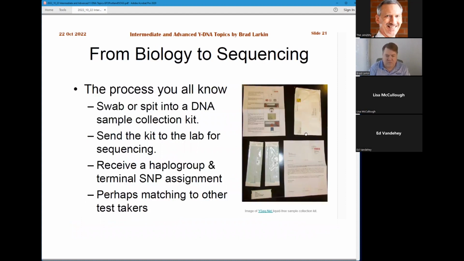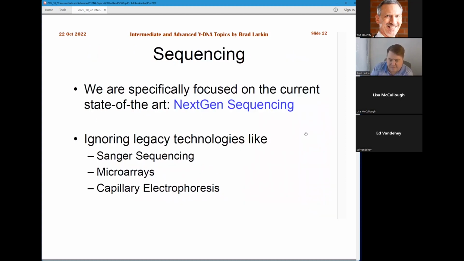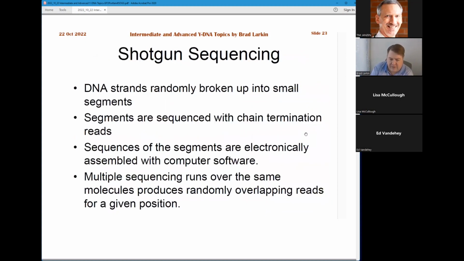So from biology to sequencing, I think you all know how to take a DNA test. Swab or spit into a collection kit, send it to the lab, receive a haplogroup assignment with a terminal Y-DNA SNP, and perhaps some matching to other test takers. Okay, we're going to just talk some details about the sequencing and the next gen shotgun sequencing.